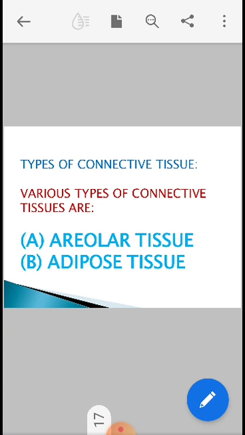Connective tissues are again classified into two types of tissues, that are areolar tissues and adipose tissues. Last time I had told you to go through the figures, so if you have gone through the figures, it will be very easy for you to link the lesson. And I am not going to read the whole chapter for you. In this PPT I have tried to take most of the points so that you understand the lesson well.